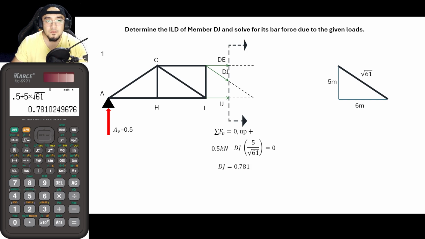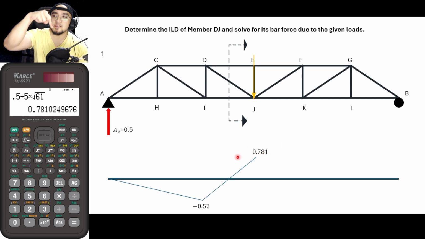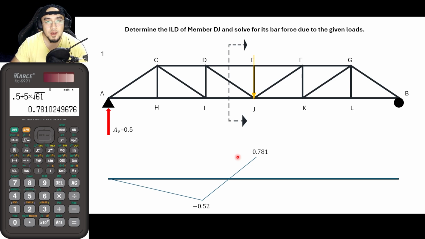Okay, so from that, for our ILD, this was our first point. If our load is located at this point, the value for the bar force DJ would now be equal to whatever this value is, and that is 0.781. As you can see, that is the answer below me. Okay, so after doing that, we could now proceed to the last part.